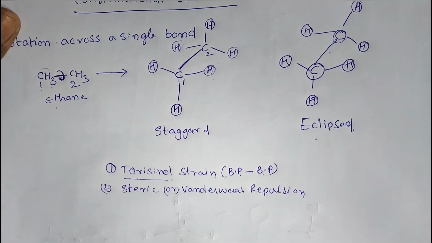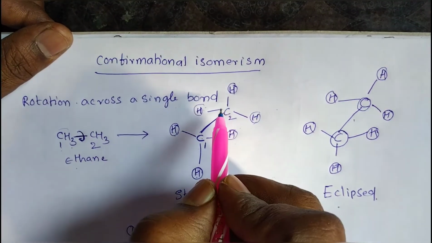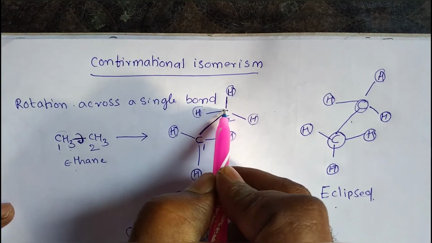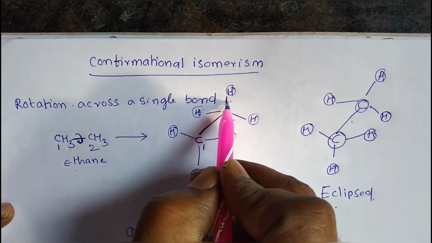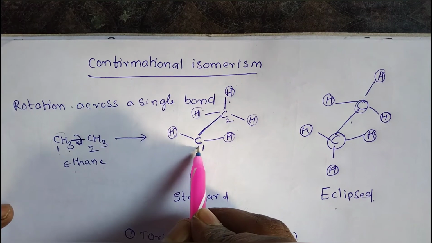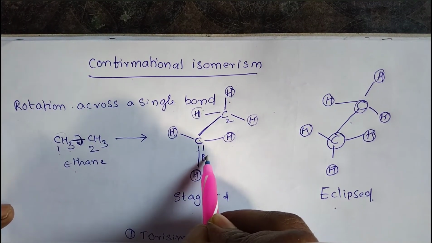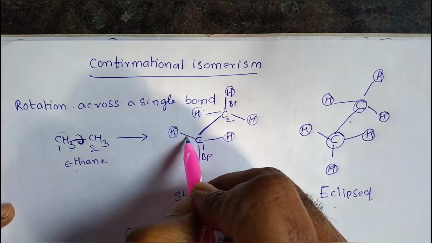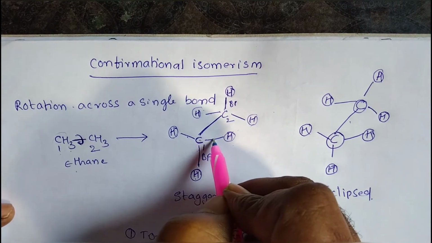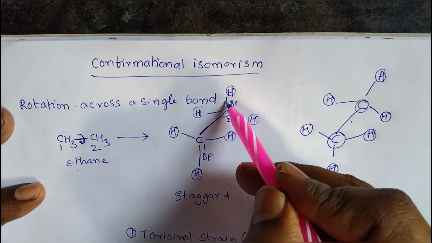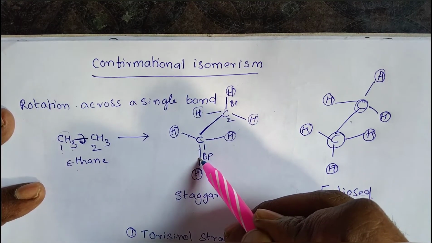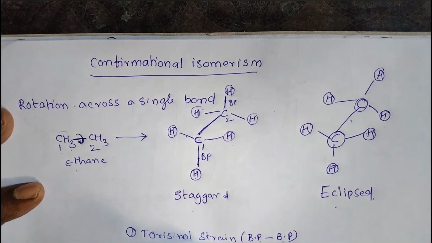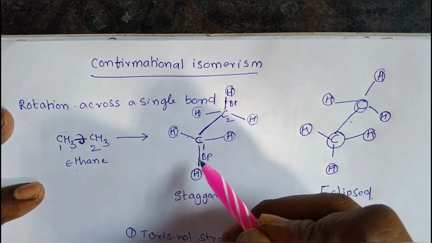If you observe carefully, this is a bonded pair. Between carbon and hydrogen, 2 electrons are there. These electrons are called bond pair electrons. This is one bond pair, one bond pair. In the same way, here also one bond pair is there, and here also one bond pair. If there is repulsion between this bond pair and this bond pair of electrons, that type of repulsion is called torsional strain or torsional repulsion: the repulsion between bond pair electrons and bond pair electrons.